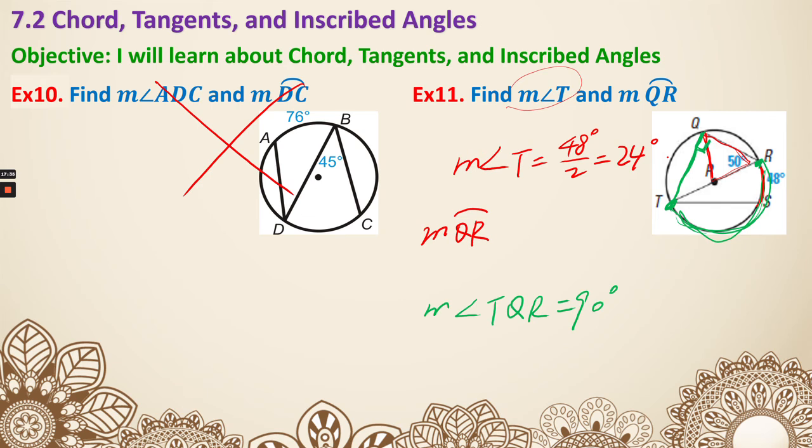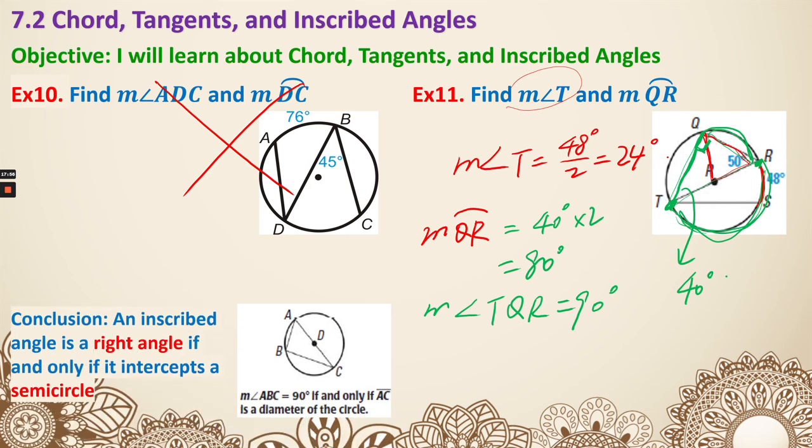And next, if that's 90, we can have a look at this triangle, then this part must be 40 degrees. If that's 40, and 40 is facing arc QR, QR must be 40 times 2, which is 80 degrees. That's example 11. And because of that, we can draw two conclusions.